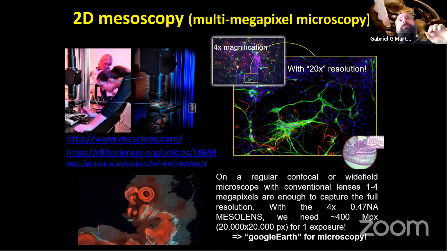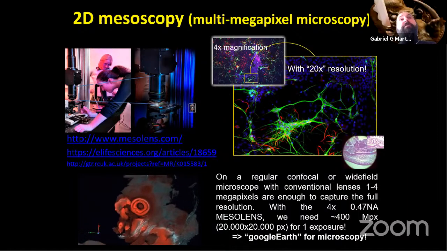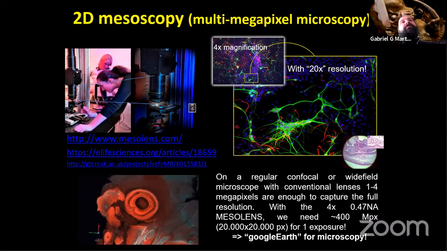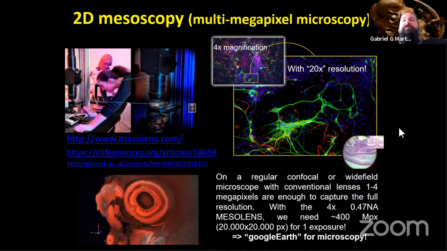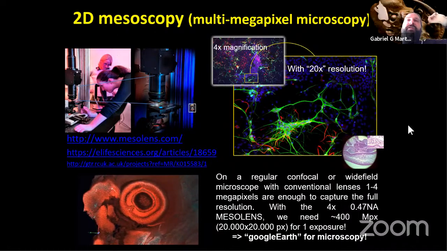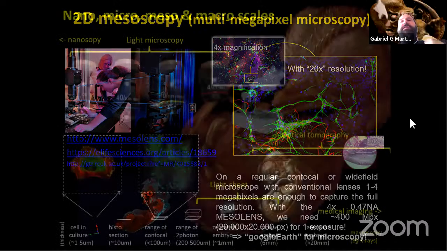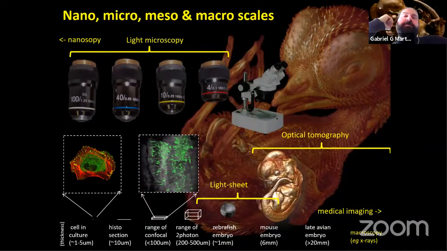The advantage of this is that you no longer have to take multiple tiles and stitch them. You can just take an overall quick, fast picture where you'll have enough resolution to identify thousands of cells. So this is the concept of meso lens and meso imaging in a nutshell, in this case 2D and 3D as well. And this concept of mesoscopy is a fairly recent thing.